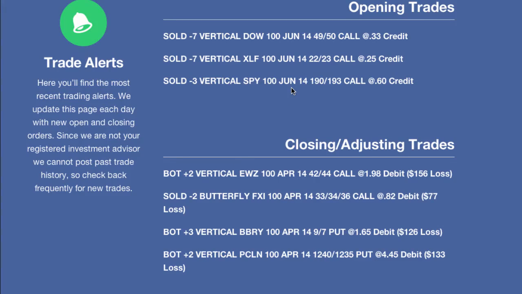So I really hope that the coin flip description and walkthrough helped you get a better understanding of high probability trading. So many people just get it really, really wrong. All right, so let's go over some of the closing trades that we had tonight before we talk about the opening alerts that we had for today.